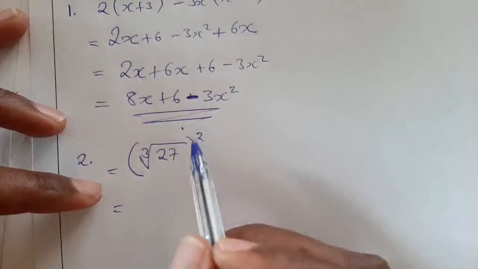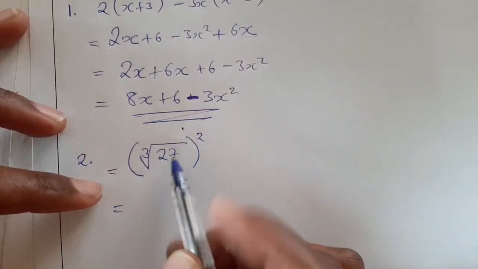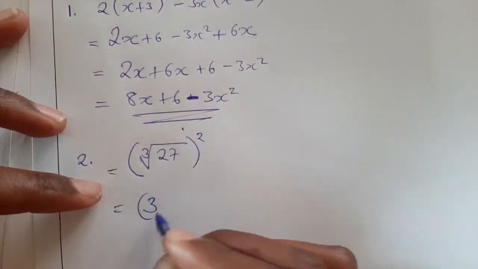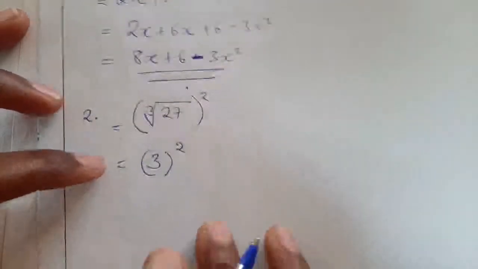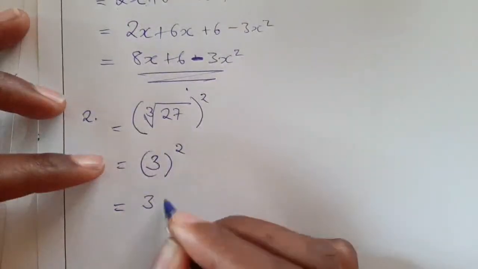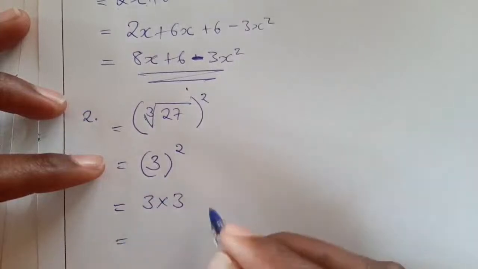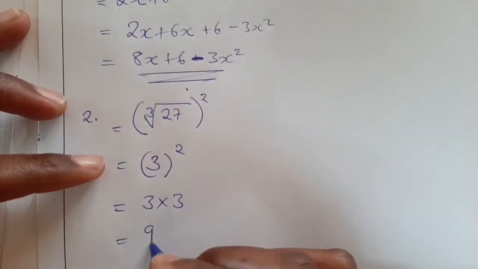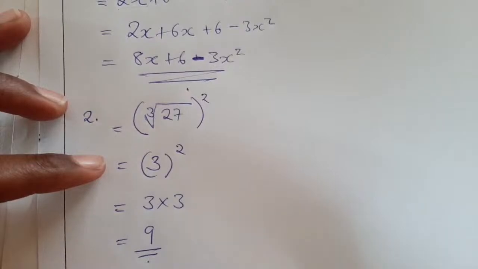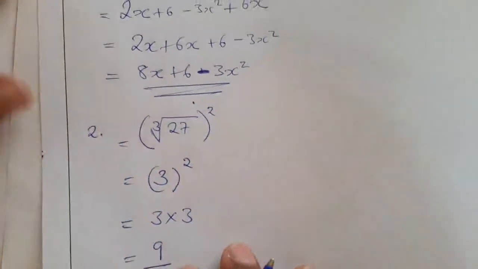So the number that we can multiply 3 times to get 27 is 3. Then outside we still have a 2. So 3 to the power 2 is 3 times 3, which gives us 9. This is the answer, we have evaluated question 2.